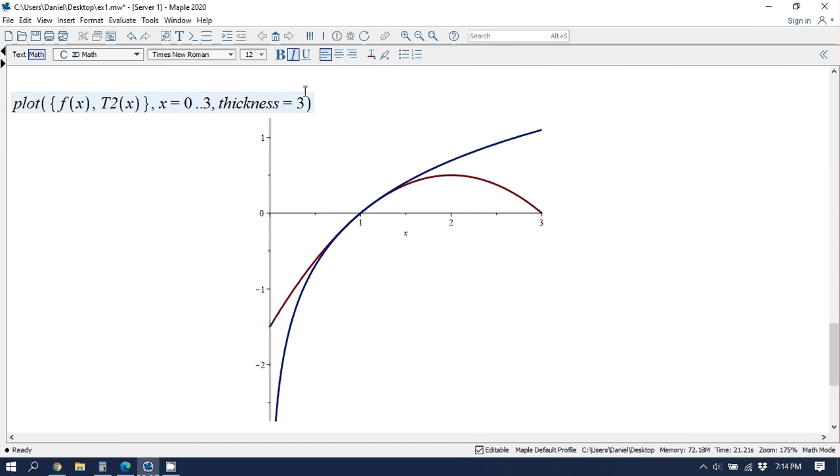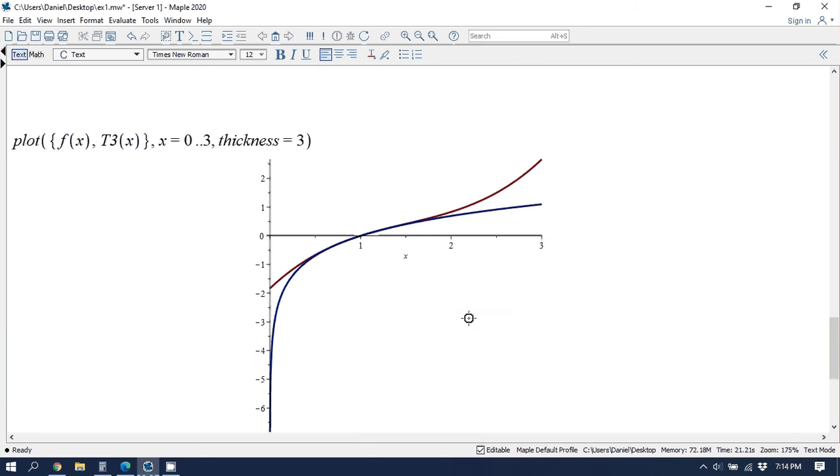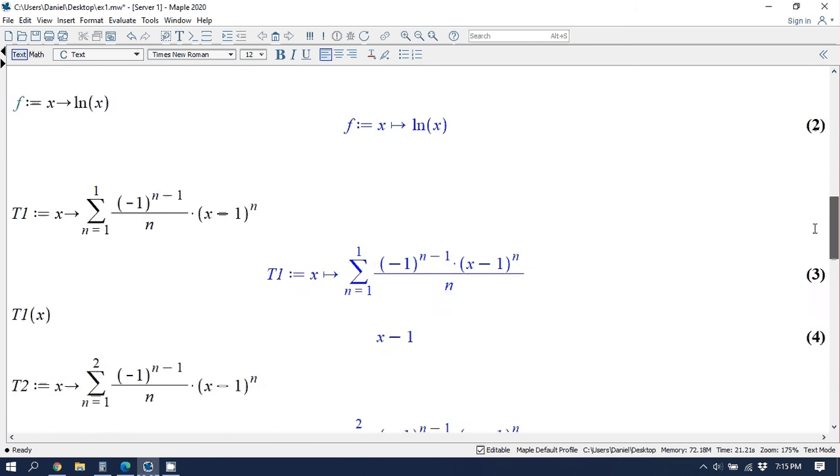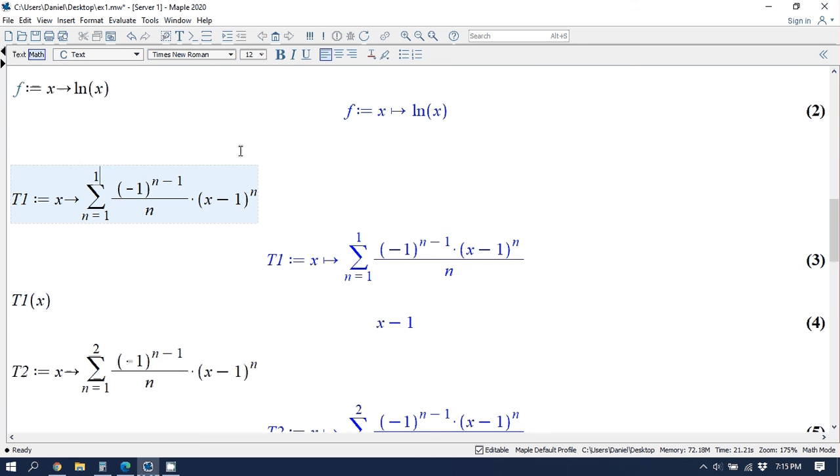And then finally, the third degree polynomial, again, you extend the area of coverage. So basically you can be even further away from 1 and you have a good approximation. And if you're curious, let's see what happens if I enter, for instance, a much bigger degree. Let's make T10, which is the 10 degree polynomial.